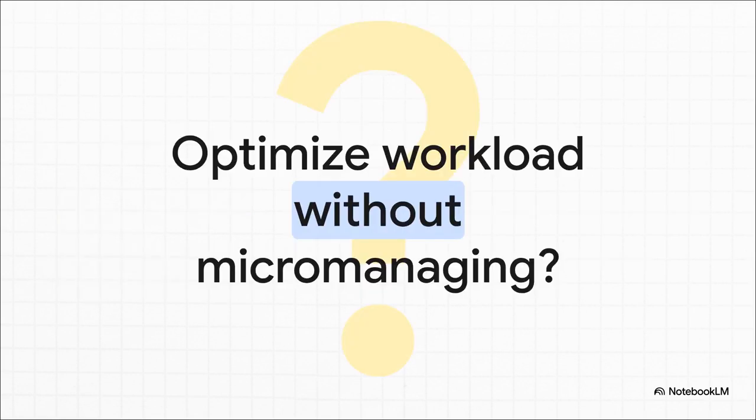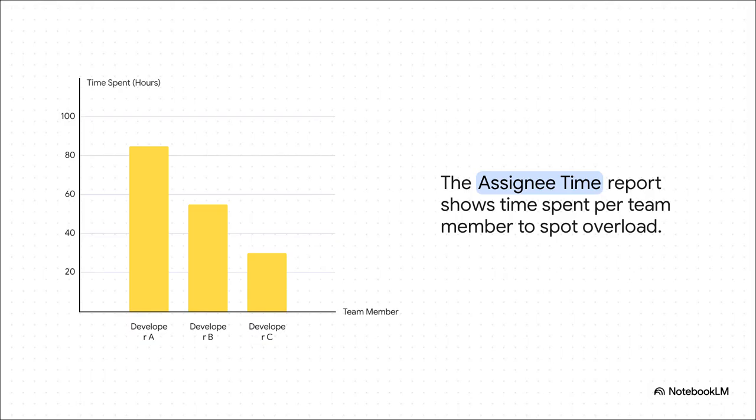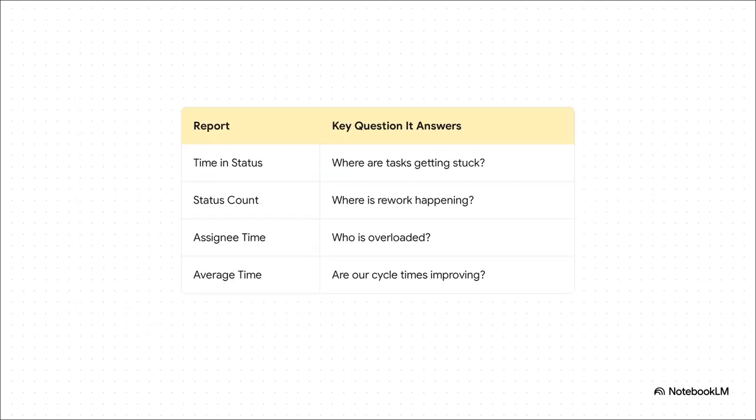And here's a tricky one for any team lead. How do you make sure work is spread out fairly across the team and that no one is getting overloaded without breathing down everyone's necks? Well, that's exactly what the assignee time report is built for. It gives you a really simple visual snapshot of how much time each person is spending on their work. Again, this isn't about judging performance. It's about proactively spotting who might be overloaded and heading for burnout so you can shift things around before it becomes a real problem.